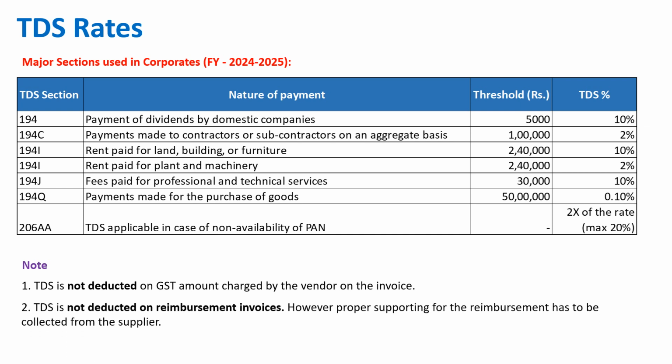And the second point is that TDS is not deducted on a reimbursement invoice. Because if, as per the contract, the supplier wants some reimbursement from you and gives all the backup, however, proper supporting for the reimbursement has to be collected from the supplier. With that backup, there is 100% proof that what is being asked for is reimbursement. So if you're making that payment, it is reimbursement and it will not attract any TDS.